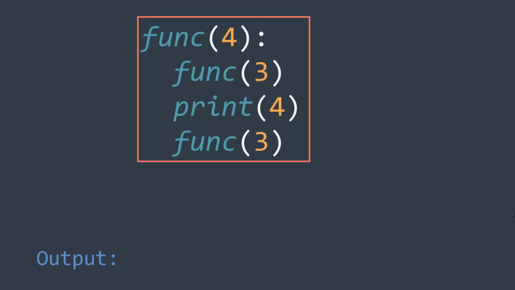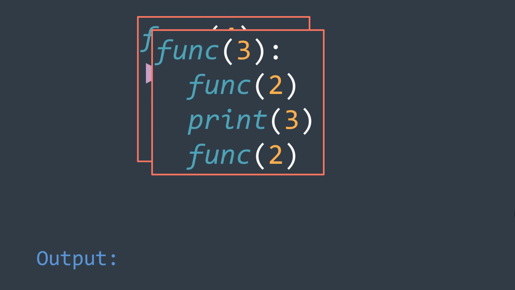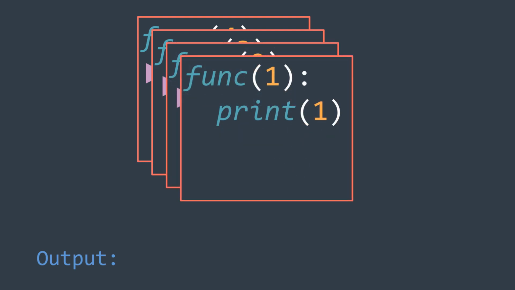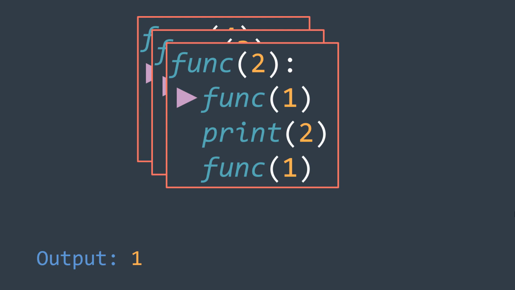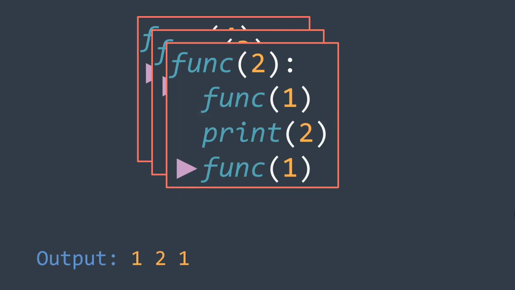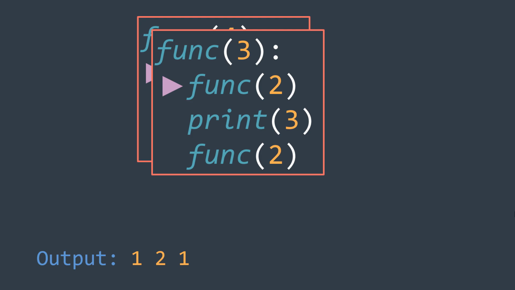With n equal to 4, func4 calls func3, and again here, func3 calls func2. Again, func2 calls func1. Now we reach the base case, so func1 just prints 1 and it ends. Back to func2, we continue instructions after that function call, so it prints 2 and it calls func1 again, which prints 1 and ends. Now func2 has no more instructions, so it ends, and we go back to func3.